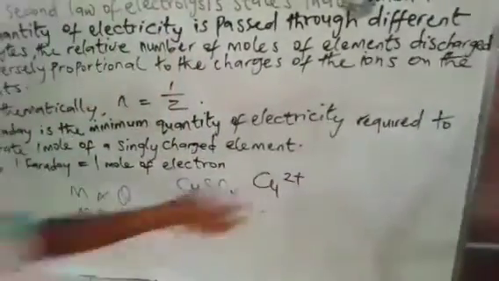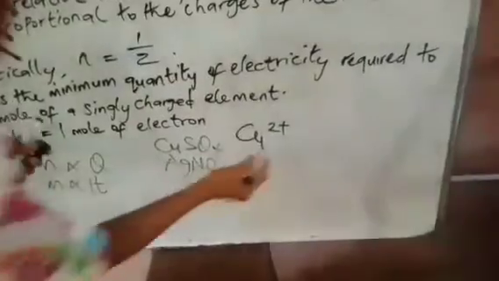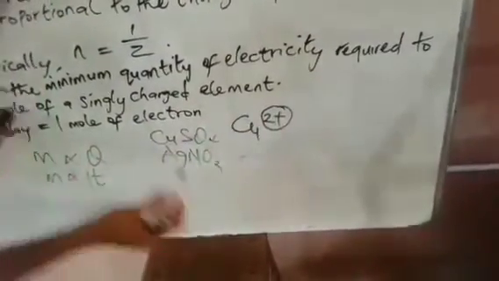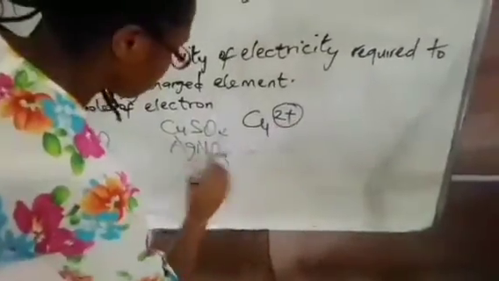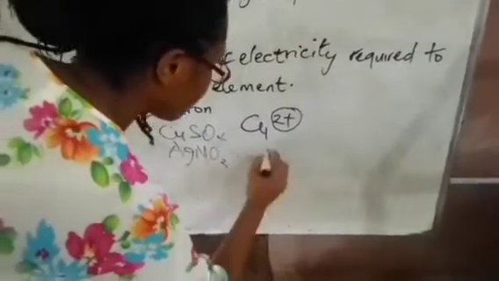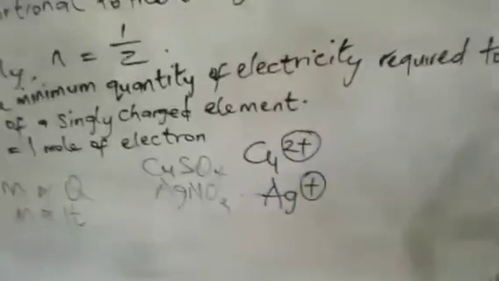Now, in the sense that copper exists as copper 2+. This is the charge of copper. Remember, this charge shows that copper needs 2 electrons. Now, for silver, it is Ag+. These are the charges on the 2 electrolytes, or the 2 ions that are actually formed.